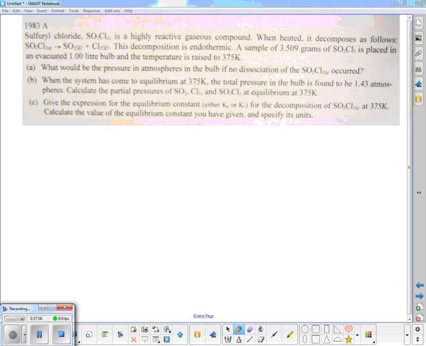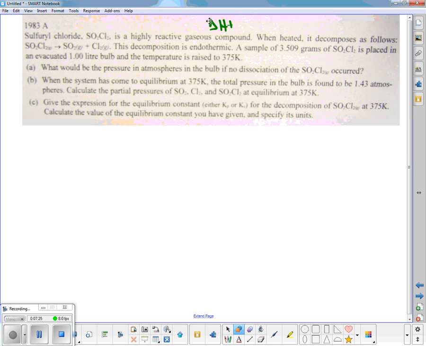Okay, so sulfur chloride is a highly reactive gaseous compound. When heated, it decomposes according to the following equation. This decomposition is endothermic, meaning it needs heat. So delta H is positive, so I can put up here delta H positive.